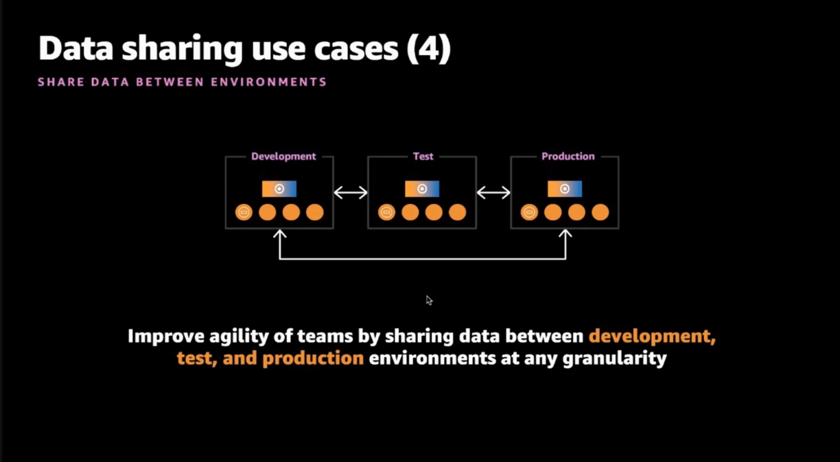So for example, the development team needs to debug an issue that is happening in the production environment. The production cluster can simply share the table or the set of tables that are needed for the development team to reproduce the issues and fix the issues. So basically, it improves the agility of the teams and speeds up the overall product development lifecycle.